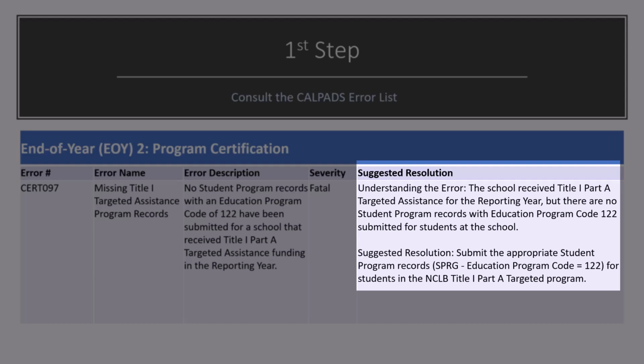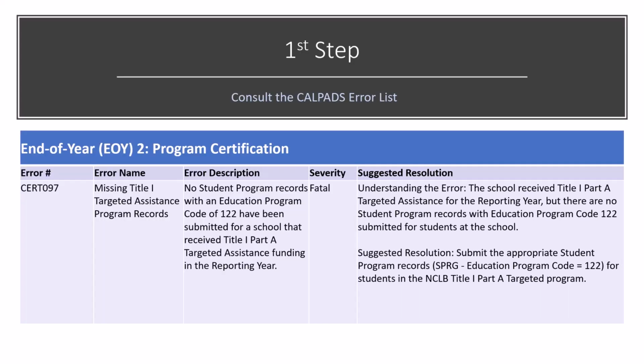Okay, so CALPADS is expecting program 122 records because the school was paid to support students in the Title I Part A program. However, there are no records. Kind of vague if you're unfamiliar with Program 122 or Title I. So let's look at where we can find more resources to give us some background information.